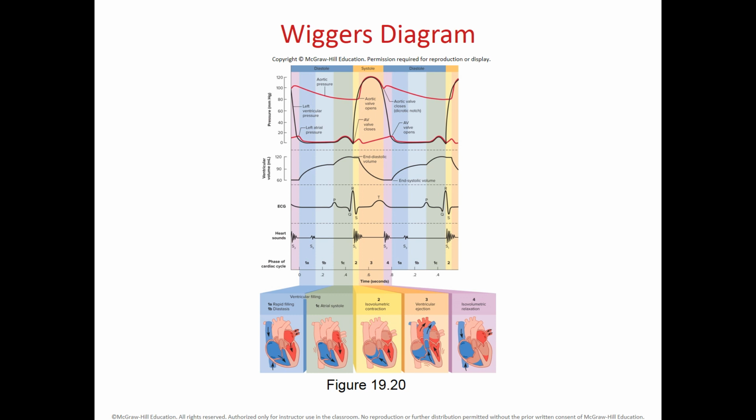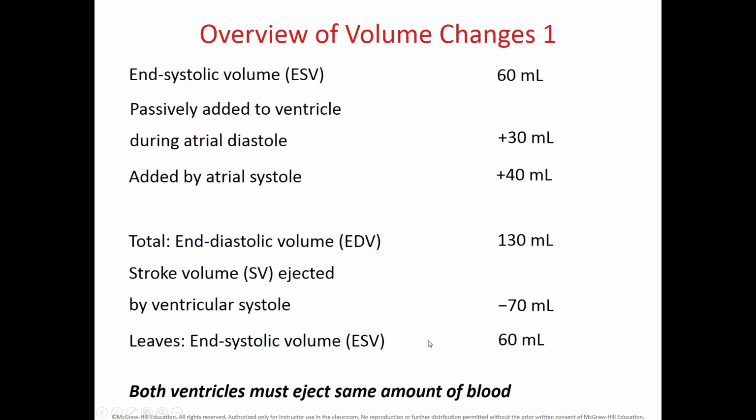And this figure shows you how you have changes in pressure during systole and diastole. That corresponds to these different parts of the cardiac cycle that I already mentioned. So this is the overview of the volume changes that happen within the heart.